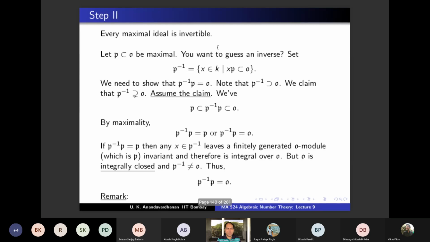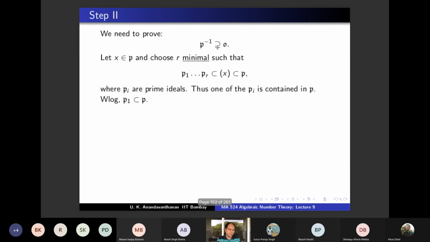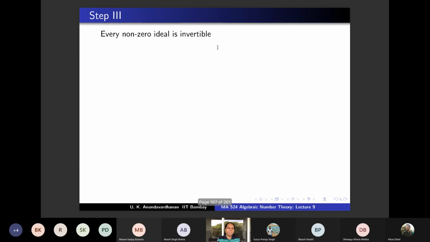So step 1 was: every non-zero ideal contains a finite product of non-zero prime ideals. And step 2, we want to show that every ideal is invertible and every fractional ideal is invertible. In step 2, we have shown our claim for maximal ideals. Every maximal ideal is invertible. Okay, let's come to step 3.